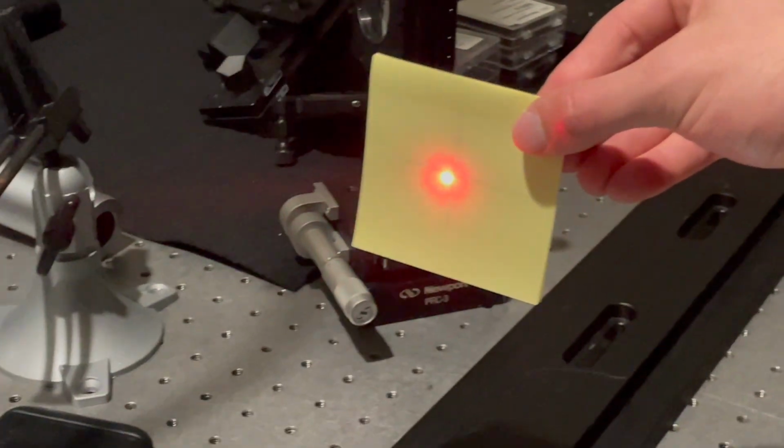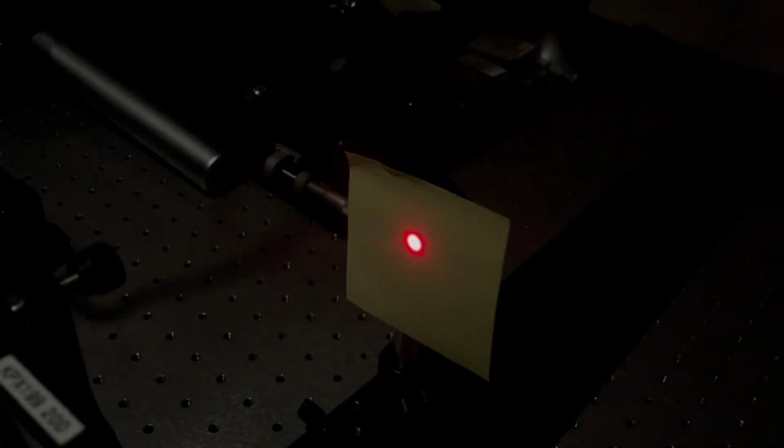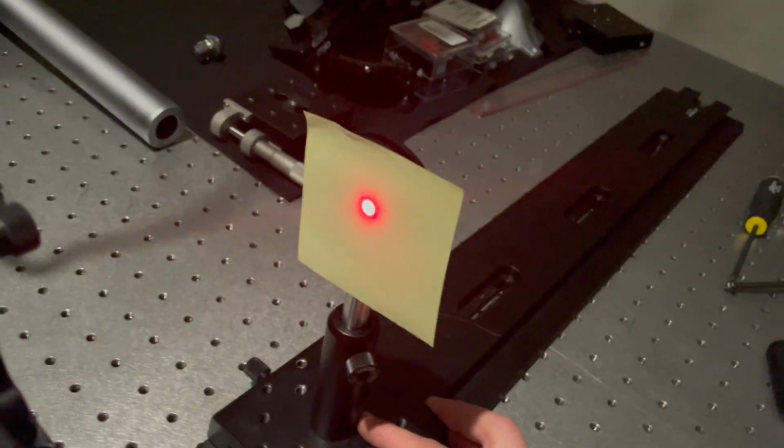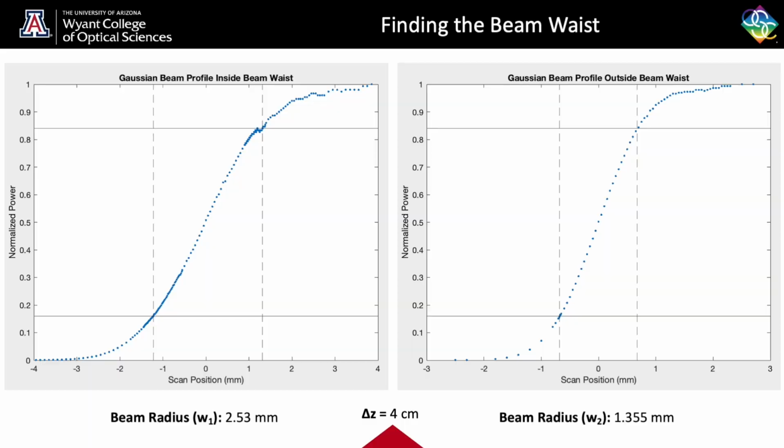In addition to creating a smaller beam spot, we also cleaned up the beam. Here's the before, and here's the after. Here are results from the 2 knife edge positions. Our 2 measurements were 4 centimeters apart.